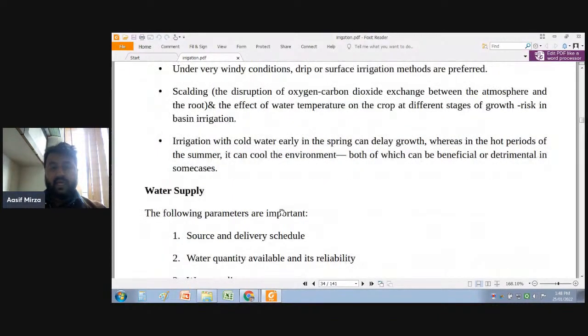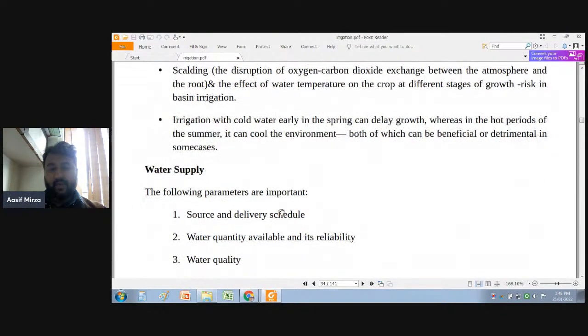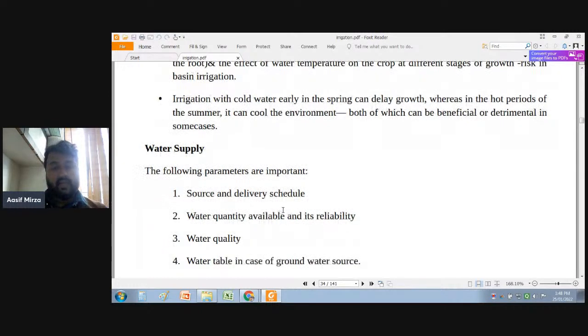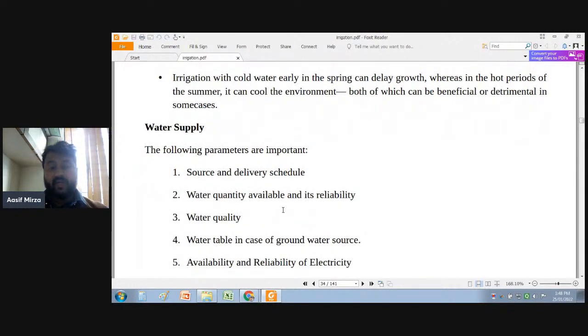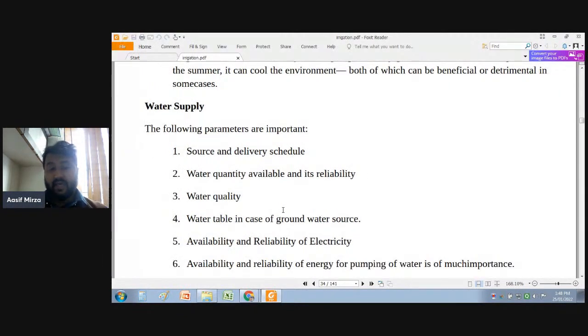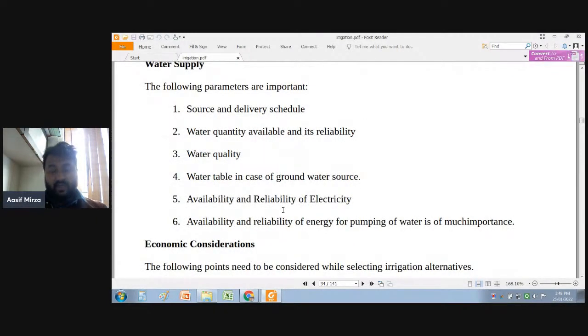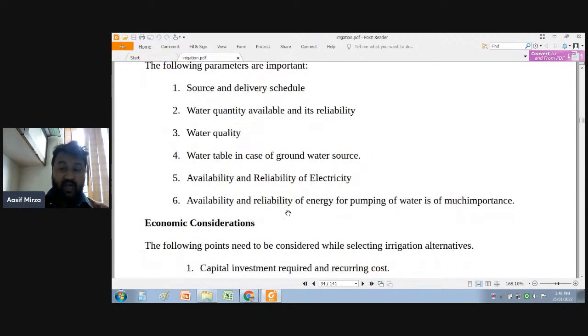Now, water supply. The following parameters are important in case of water supply: source and delivery schedule, water quantity available and reliability, water quality, water table in case of a groundwater source, availability and reliability of electricity, availability and reliability of energy for pumping of water is of much importance. Now, what are the economic considerations? This is one of the main important factors which we have to consider.